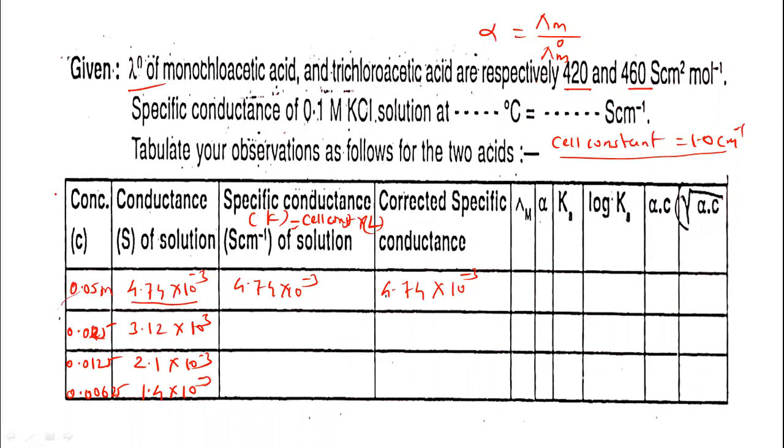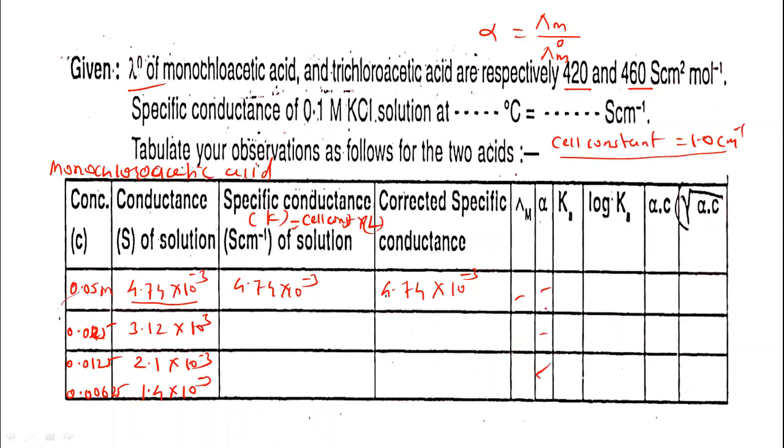Suppose this is the table for monochloroacetic acid. There are two observation tables here; the first one is for monochloroacetic acid. For this first table, we have to calculate the degree of dissociation alpha using this formula. We already calculated the molar conductance values. Then put the value 420, divided by 420. Then we get the values of the degree of dissociation alpha.